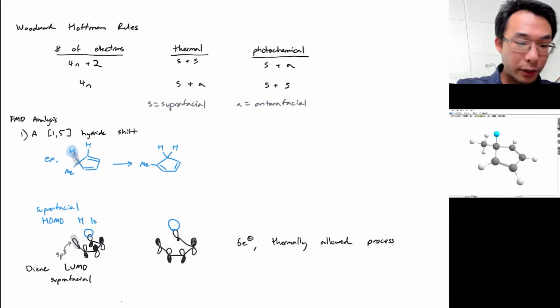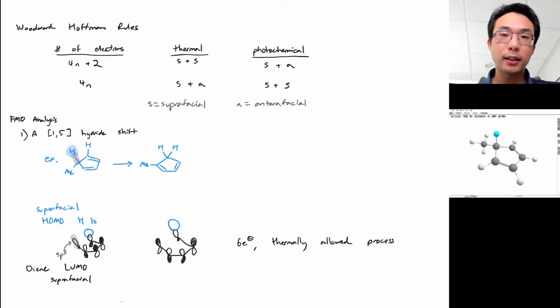This can often be confusing for students because they see the 2 pi bonds in the reactant and the product and think that there's only 4 electrons total, but we have to remember that there's a pair of electrons in that sigma bond as well. So this is indeed a 6-electron sigmatropic reaction.